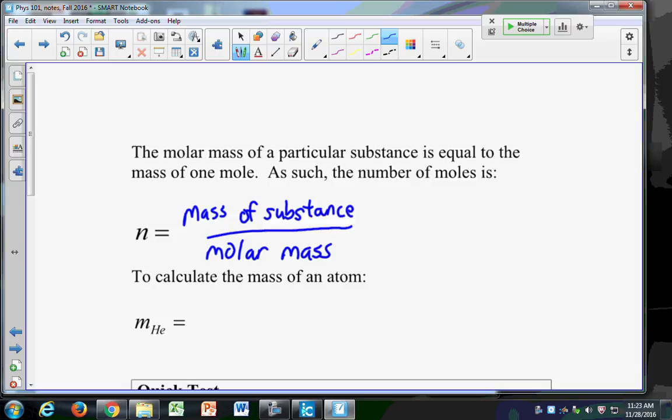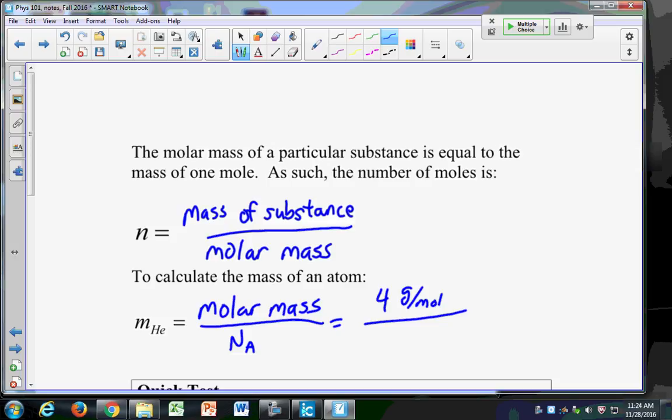And then to calculate the mass of an atom, I would take my molar mass, which is the mass of one mole, and divide it by the number of particles in that molar mass. So for example, if I'm looking at helium, which has 4 grams per mole, divided by 6.02 times 10 to the 23rd, I get 6.64 times 10 to the minus 24 grams per atom.